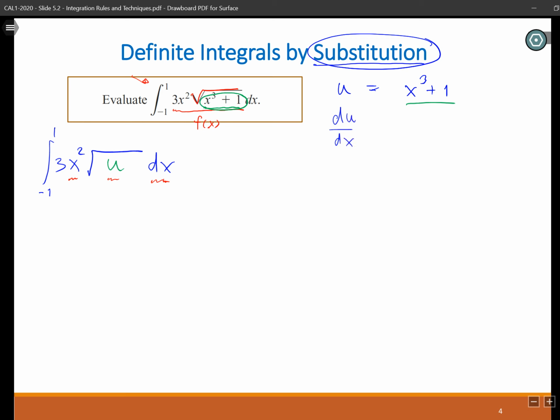We have this expression u equal to x cubed. Let's differentiate that. Here we have 3x squared, right? So with this, we know that du divided by 3x squared is going to be equal to dx. With this, we can replace this dx with du divided by 3x squared. Everything else is the same. Minus 1 to 1, 3x squared, square root of u, du divided by 3x squared.